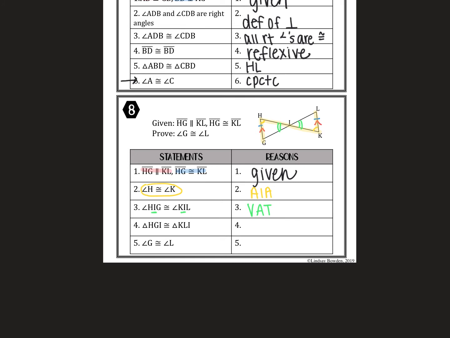After that, I have all the marks I need to prove the triangles are congruent. If you look, I have 2 angles marked and 1 side, and the side's not in between, so this is actually angle, angle, side. And then after I've proved the triangles are congruent, we know that this angle is congruent to this angle because corresponding parts of congruent triangles are congruent.